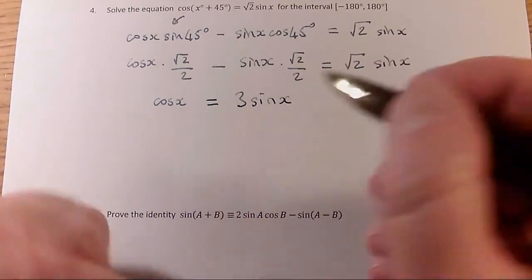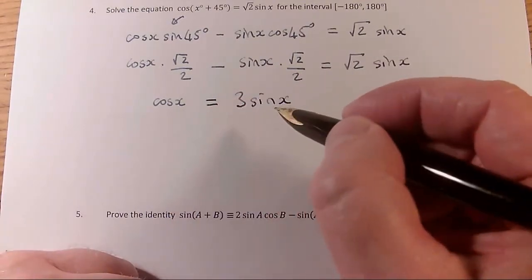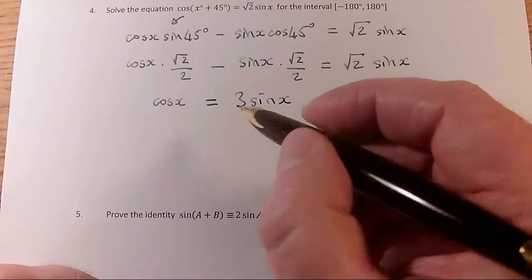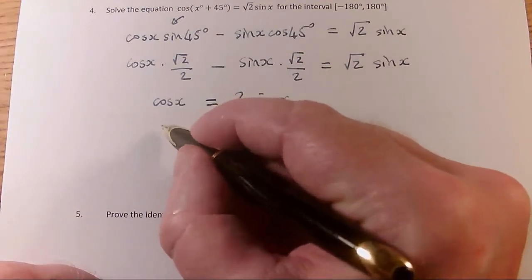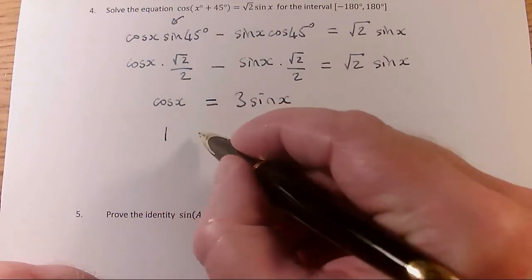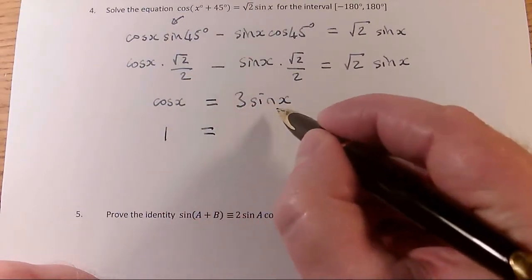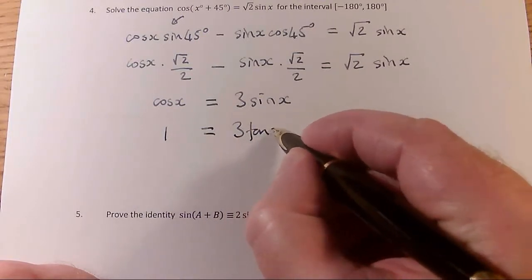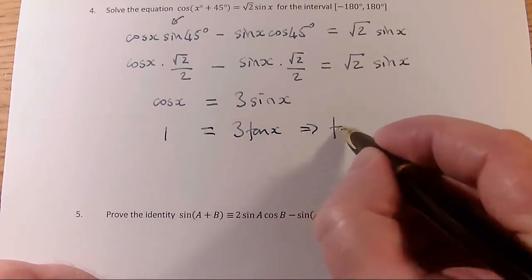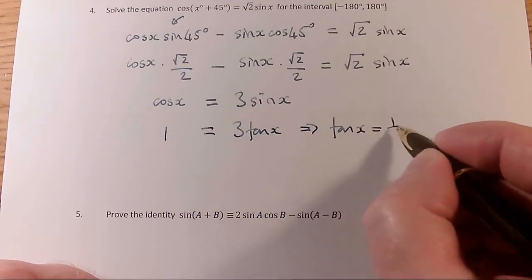So how do I solve this? I've got cos x's and I've got sine x's. I'd just like to have one trig function. Well, if you remember, the trick is to divide through by cos x. So cos x over cos x is just 1. And when I divide this by cos x, the idea is that sine x over cos x is tan x. So 3 tan x equals 1. In other words, tan x equals 1/3.